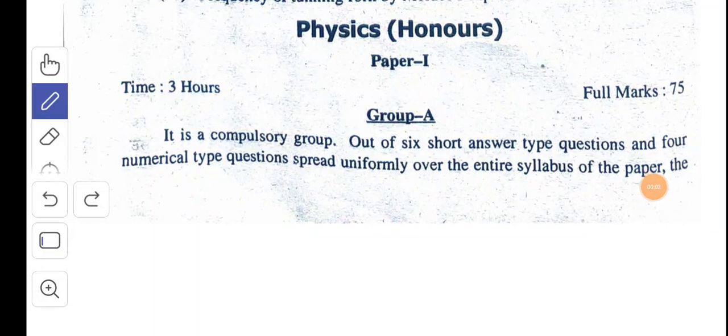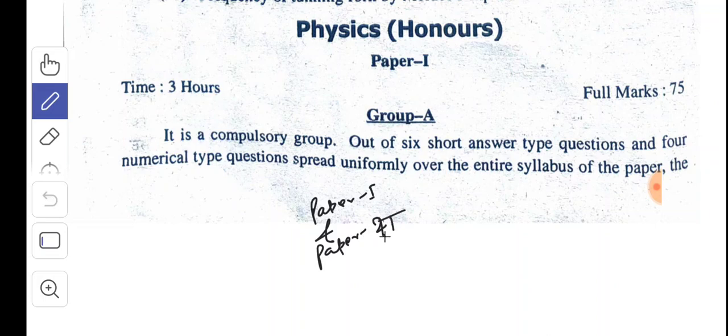Students, today we are going to discuss the syllabus of physics for first year students. First of all, we are taking an overview of the entire syllabus. As we know, there are two papers, paper 1 and paper 2, for honors students.